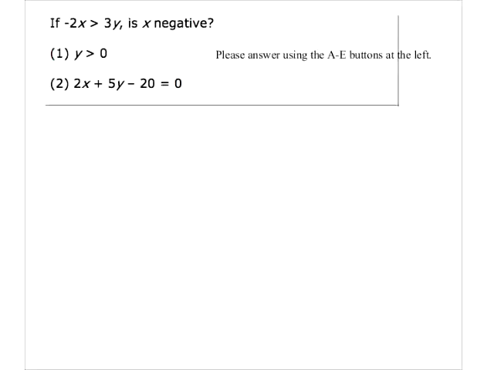Okay, I'll give you a clock for this one. I'll give you 2 minutes. There you go, 2 minutes. Have a good one. Okay, that is 2 minutes. I'll give you guys about 15 more seconds to answer the question. Please answer using the A through E indicators.